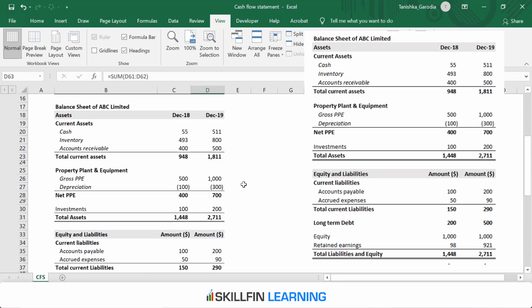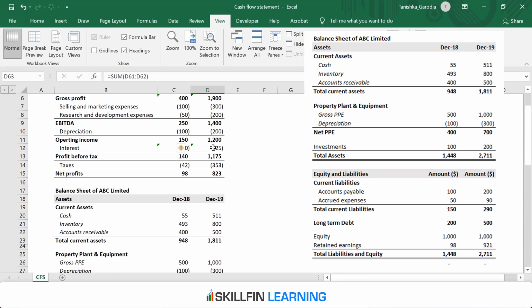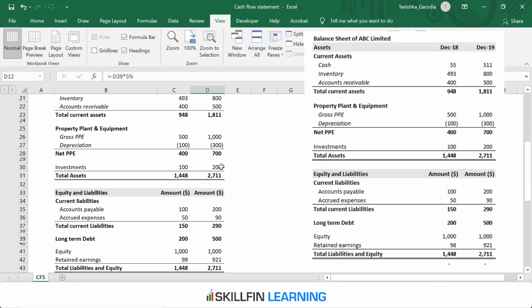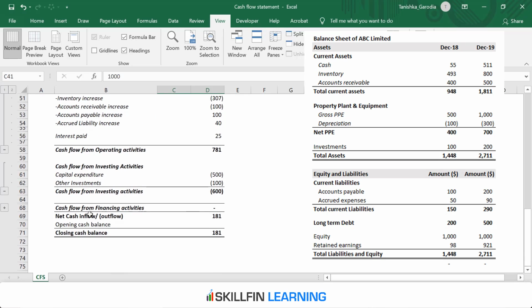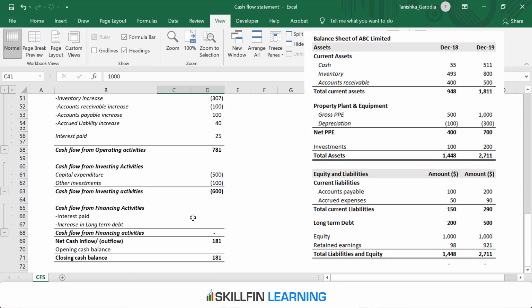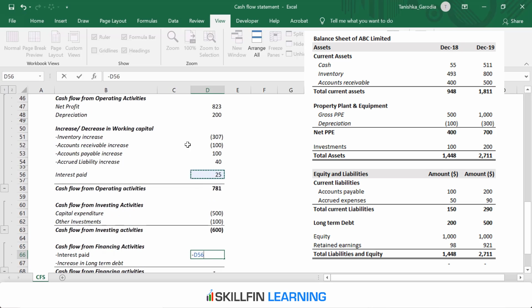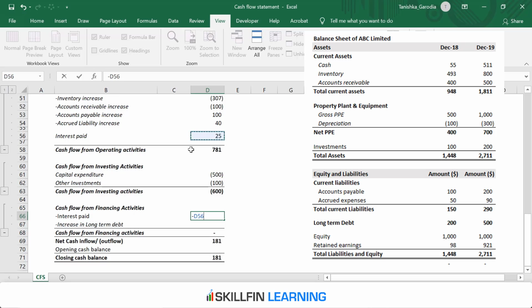In our example, we see that there is an interest payment of $25. Then we have an increase in long-term debt of 300. So opening long-term debt was 200, closing is 500. So there is an increase in long-term debt of 300. There is no change in the equity financing. So for cash flow from financing activities, we have the interest paid, which is negative 25. So we had added this to the cash flow from operating activities, but this is payment to the debt financiers. So it will be deducted from cash flow from financing activities.